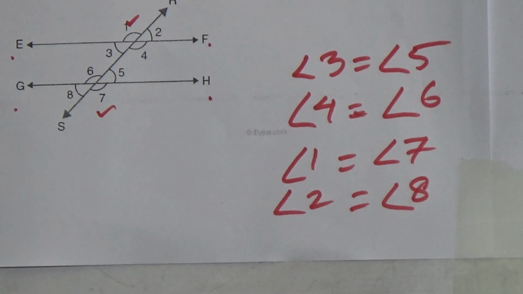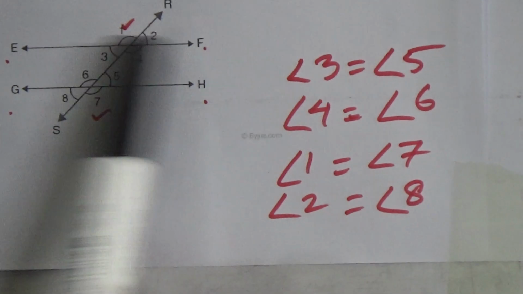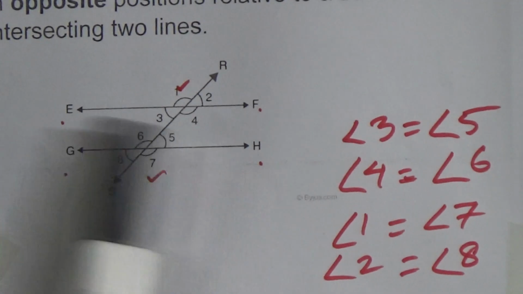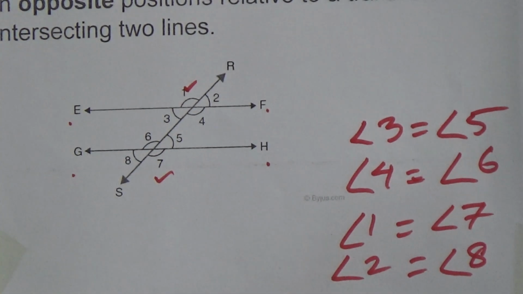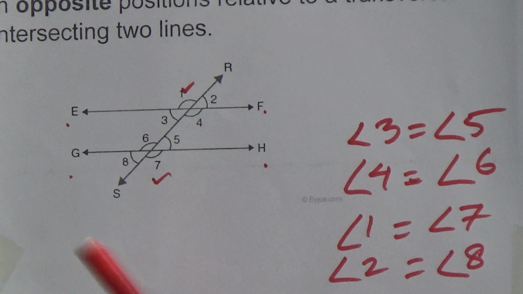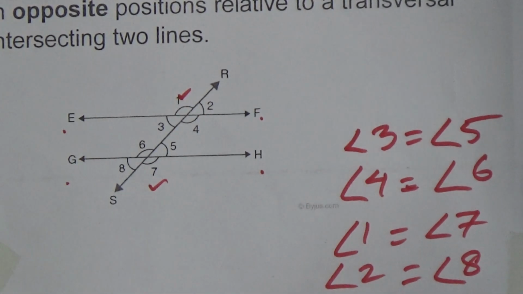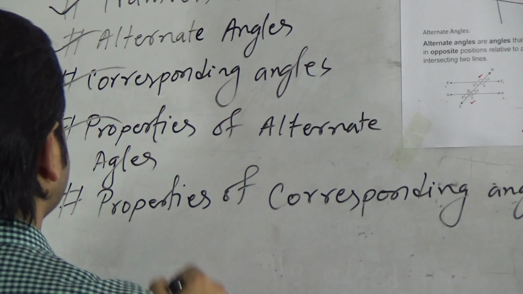If the alternate angles are equal, then the straight lines will be parallel. Or conversely, we can say if the straight lines are parallel, then the alternate angles are equal. Okay, dear students, now go to the next topic today, corresponding angles. We have completed properties of alternate angles.